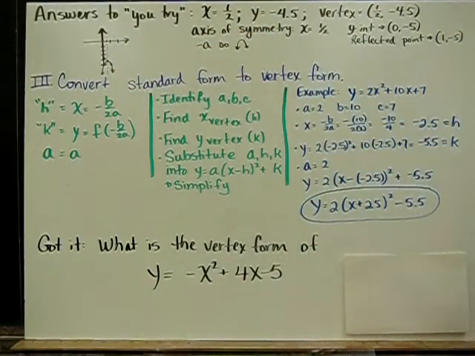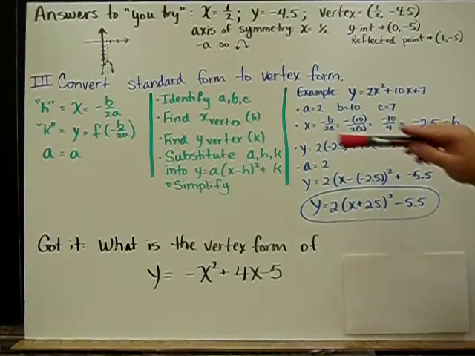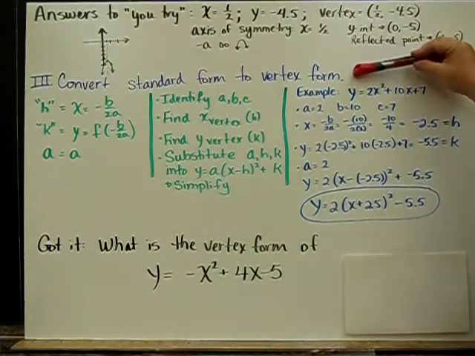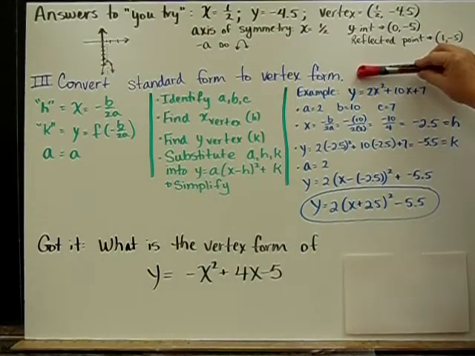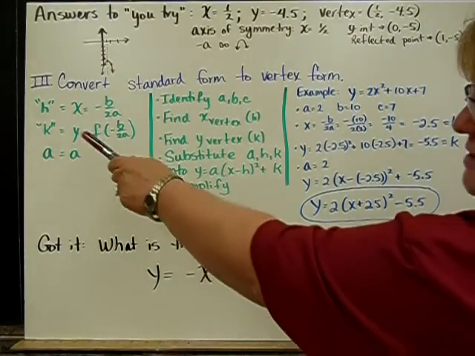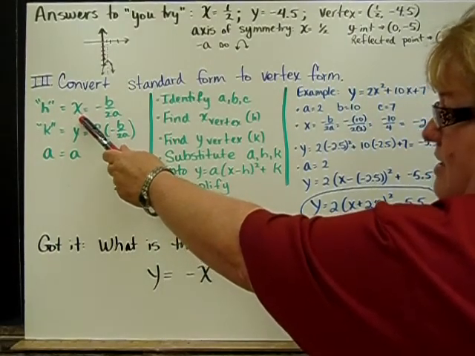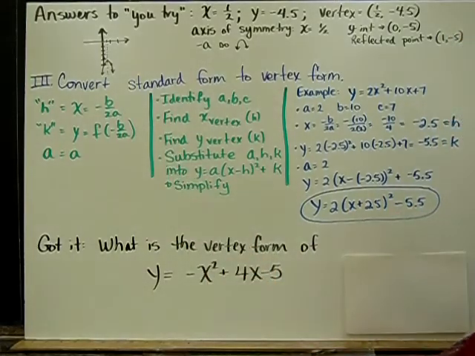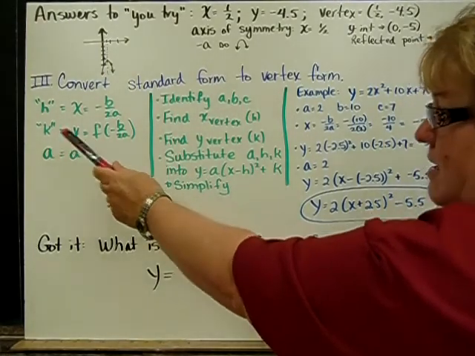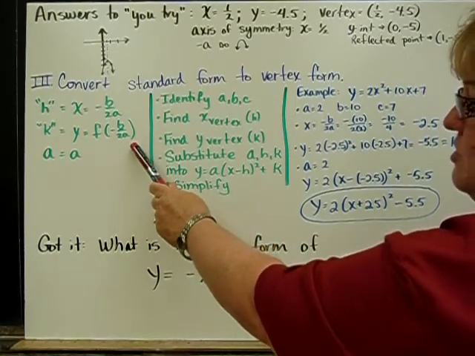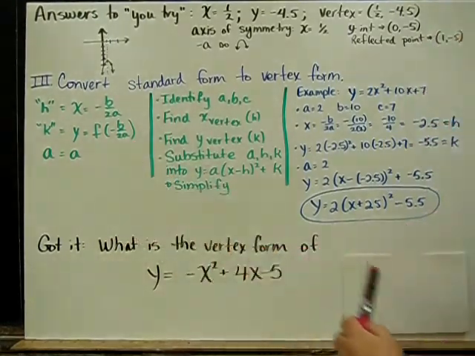Okay, the last thing we're going to look at is converting standard form, which is what we've been talking about tonight, to vertex form, which is what we've talked about in the past. It's helpful to know that h, which is the x of your vertex, is equal to negative b over 2a. And k, which is the y of your vertex, is f of negative b over 2a. And then a is just going to be a.